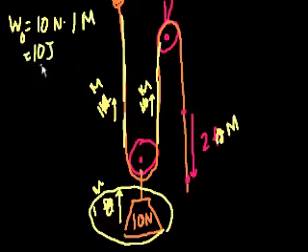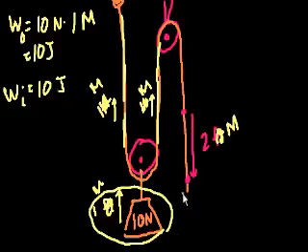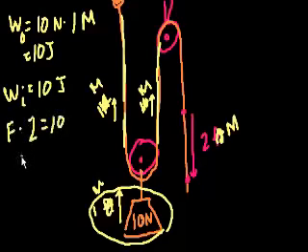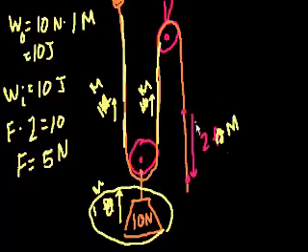And this has to be the work that I put into it too, right? So the work in also has to be 10 joules. Well, I know the distance that I pull down. I pull down 2 meters. So this has to equal the force times the distance. So the force, which I don't know, times the distance, which is 2 meters, is equal to 10 joules. So divide both sides by 2. The force that I pull down with is 5 newtons. So I pull down 5 newtons for 2 meters, and it pulls up a 10 newton weight for 1 meter.